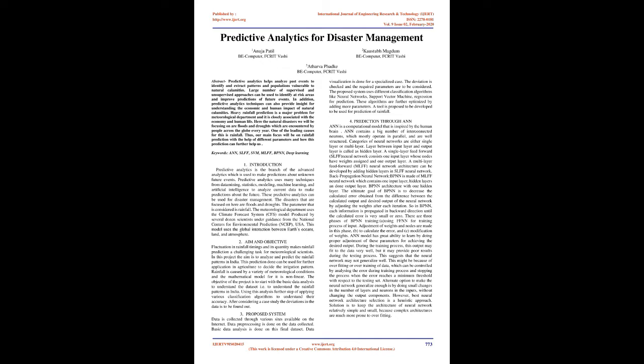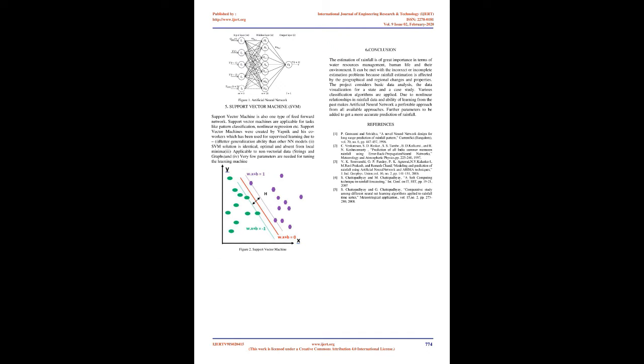For prediction through ANN: an ANN is a computational model that is inspired by the human brain. An ANN contains a big number of interconnected neurons, which mostly operate in parallel, and are well structured. Categories of neural networks are either single layer or multi-layer. The layer between the input layer and output layer is called the hidden layer. A single layer feed-forward, SLFF, neural network consists of one input layer whose nodes have weights assigned and one output layer. A multi-layer feed-forward, MLFF, neural network architecture can be developed by adding hidden layers in an SLFF neural network.